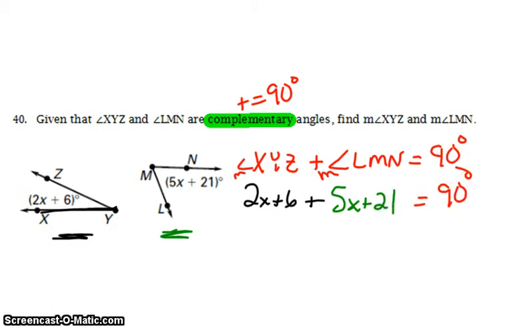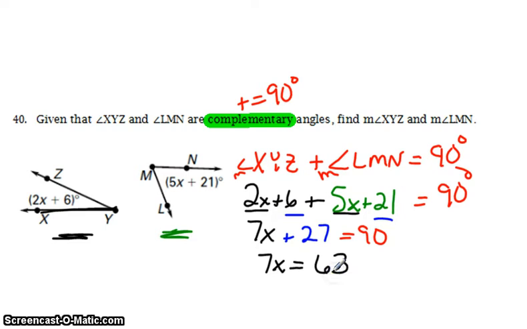So now putting the like terms together, 2x and 5x is 7x. 6 and 21 is 27, and that should equal 90 degrees. I'm going to subtract the 27 from both sides. So 90 minus 27 is going to give me 63. Notice I'm skipping steps here. You should be pretty familiar with solving equations now. Divide both sides by 7, and x is equal to 9.